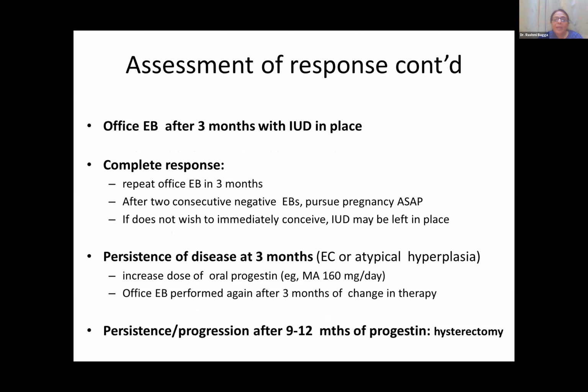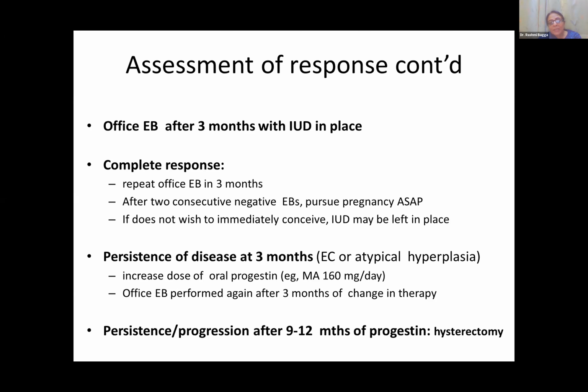An office EB will be done after 3 months, and if she has an LNG IUD, then it can be done with the IUD in place, which is retained. If we find a complete response, continue the same treatment and repeat an EB in 3 more months, that is at 6 months. So after 2 negative consecutive EBs, we can pursue a pregnancy as soon as possible. And if she doesn't wish to conceive immediately, the IUD may be left in place.